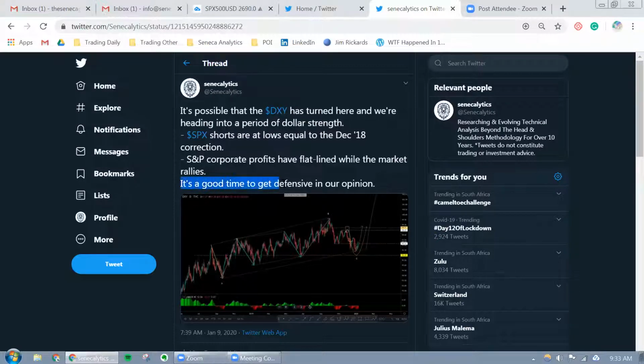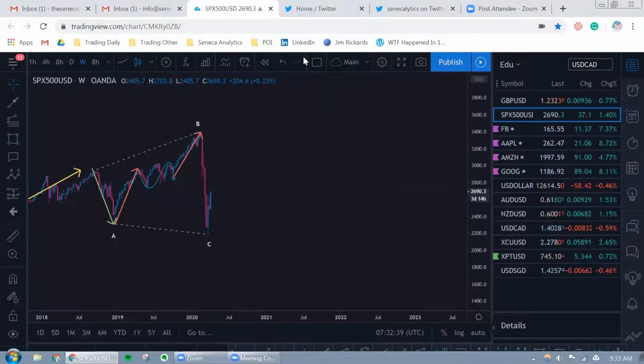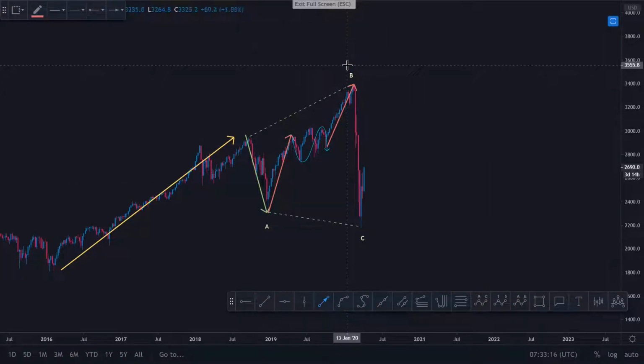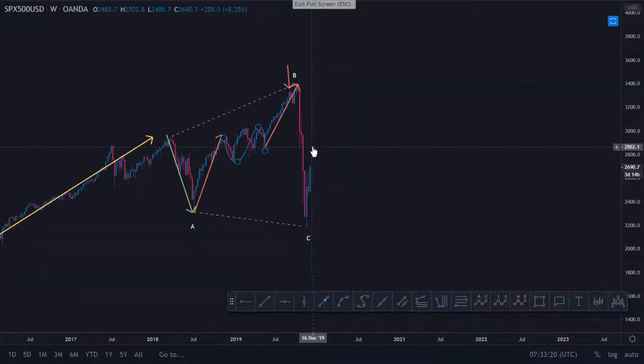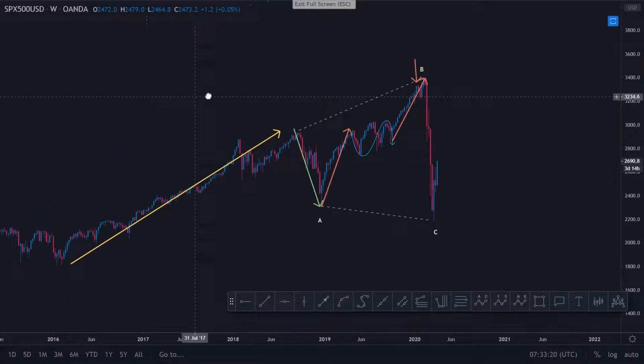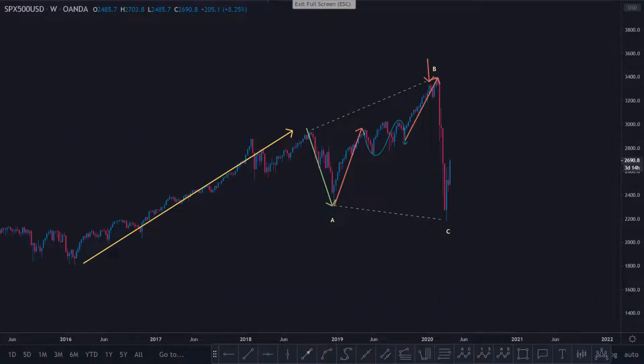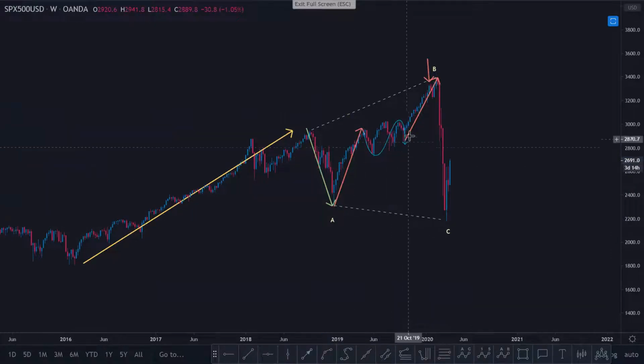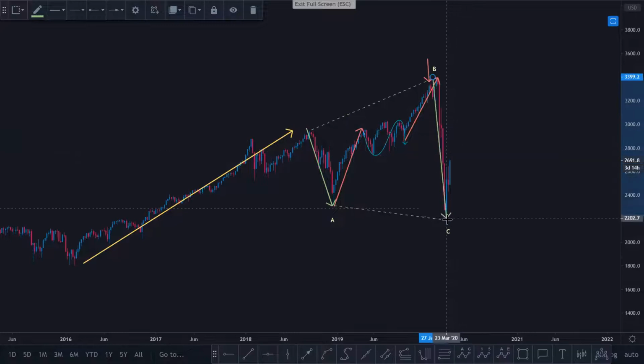And we said it's a good time to get defensive, in our opinion, on January 9th, 2020. And if you see, January 9th falls somewhere here, because we use the structure. We use price structure to see we're going to see a fall here, we're going to see a correction, and we're going to see another fall to match it, because that's how price structure works. And that's exactly what we got.